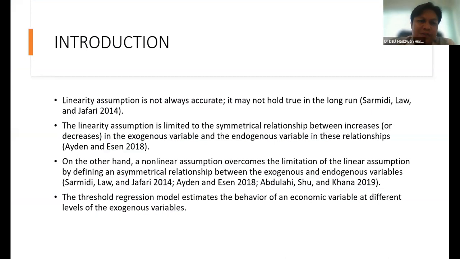Okay, as an introduction, the linearity assumption is not always accurate. It is impossible to apply in the long run. Linear estimation is limited to the symmetrical relationship between increase or decrease in the exogenous variable and the endogenous variable. But a nonlinear assumption overcomes the limitation of the linear assumption by identifying an asymmetrical relationship between exogenous and endogenous variable.